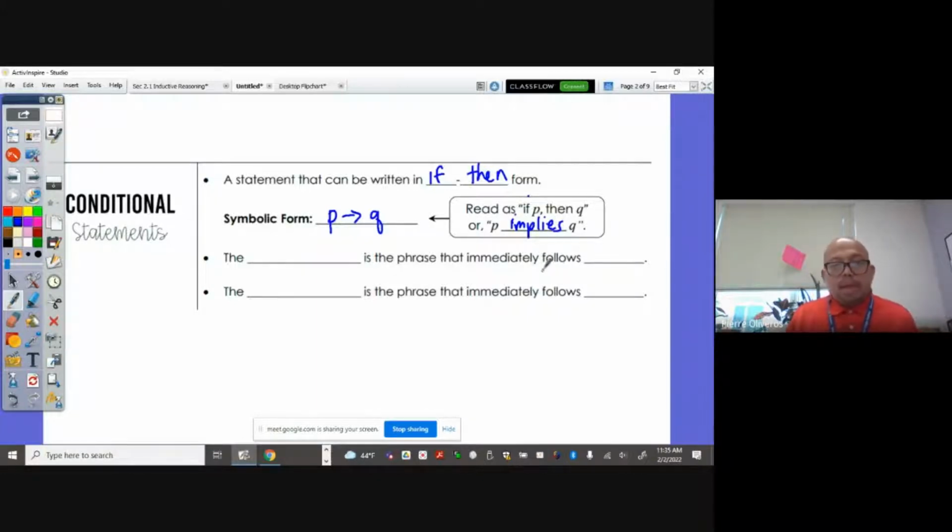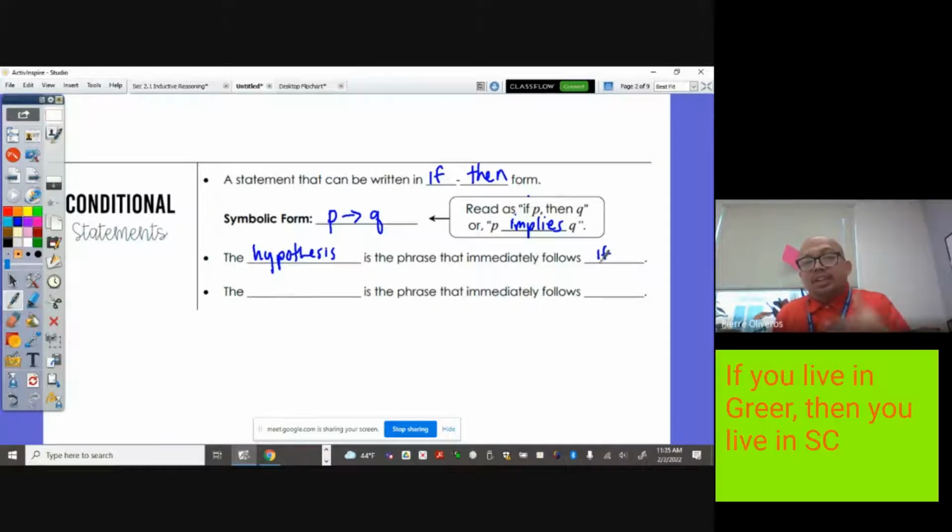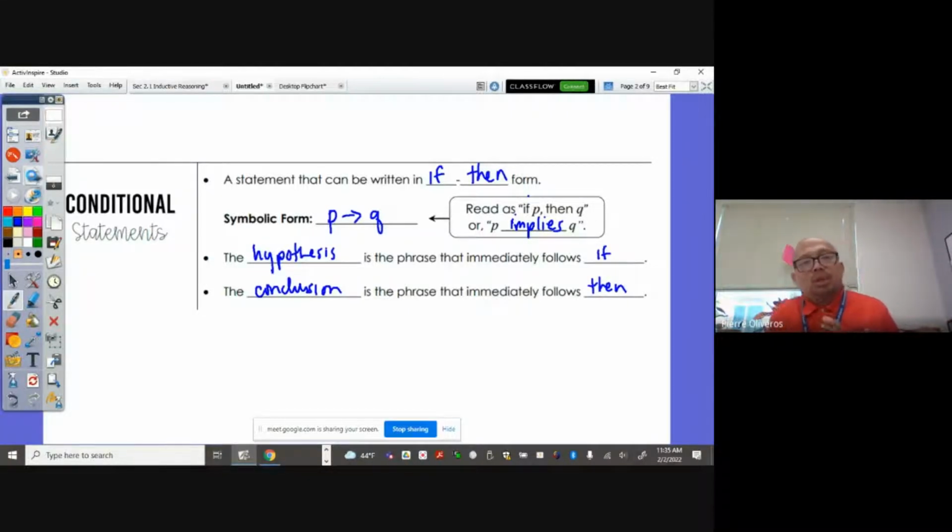The hypothesis is the phrase that immediately follows if. So if I say, if I live in Greer, "I live in Greer" is the hypothesis because that's the statement that follows the word if. Then the conclusion is the phrase that immediately follows the word then. So that's the conditional statement.